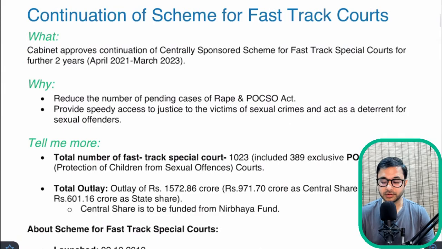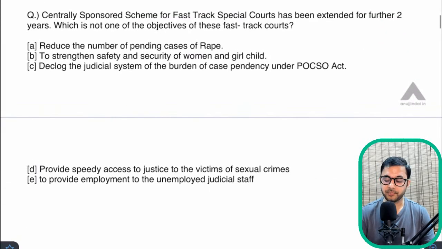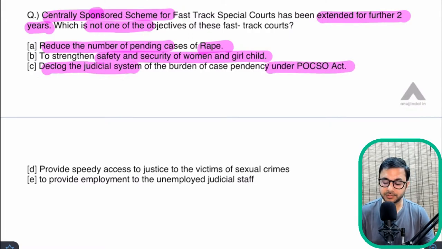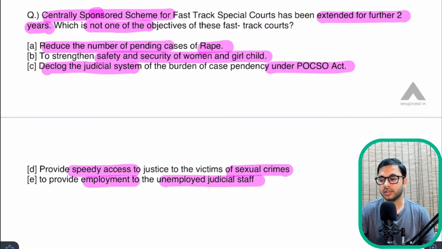Continuation of scheme for fast track courts. A question on this. Centrally sponsored scheme for fast track special courts has been extended for further 2 years. Which is not one of the objectives of these fast track courts? Reduce the number of pending cases of rape to strengthen safety and security of women and girl child. Declog judicial system of burden of case pendency under POCSO Act. Provide speedy access to justice to the victim of sexual crimes. To provide employment to the unemployed judicial staff. Ye to bahut logical sa question hai, ye to galat nahi hona chahiye.